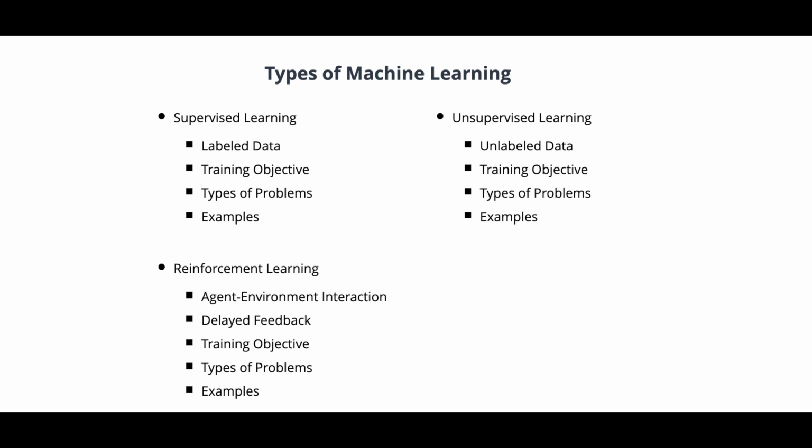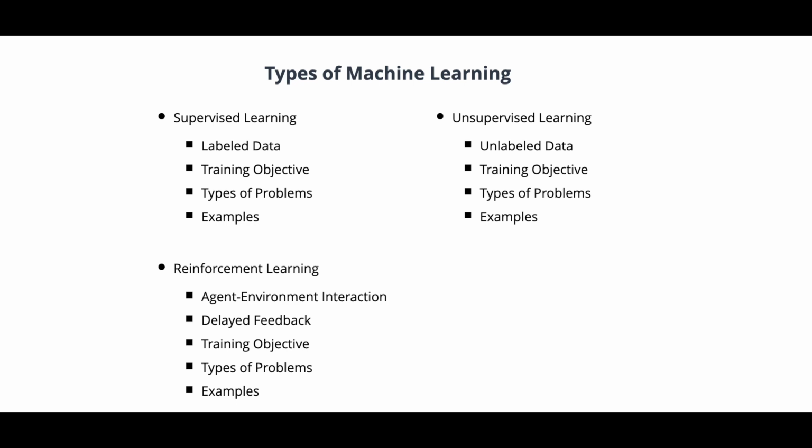Training objective, the algorithm aims to find inherent structures or relationship within the data, such as clusters, associations, or anomalies. The system itself makes the classification. The types of problems, unsupervised learning is used for tasks like clustering, grouping similar data points, dimensionality reduction, compressing data while preserving its structure, and anomaly detection, which is identifying unusual patterns. Examples for this are customer segmentation, recommendation systems, anomaly detection in a particular network traffic. So that's what this unsupervised learning can be used for.